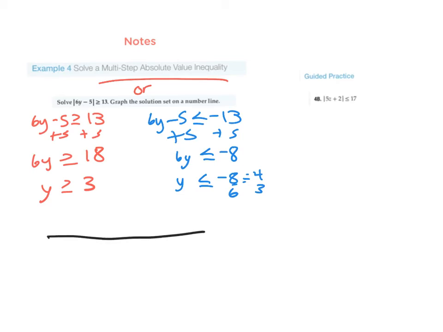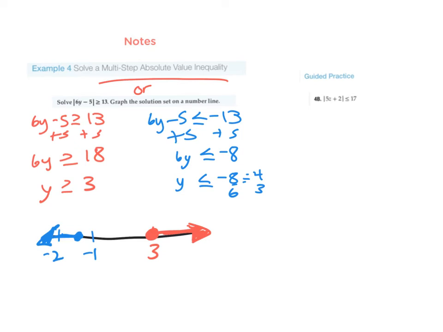So I go to my 3, and it's a closed circle this time because of the line underneath, and I go to the right, which makes sense. Then I do the left one, but -4/3 is somewhere between -1 and -2. So it's about right in here, but it's going left. So it doesn't matter that we get a fraction. What matters is that the inequality tells us which direction it goes. Because it's an "or," they go away from each other.